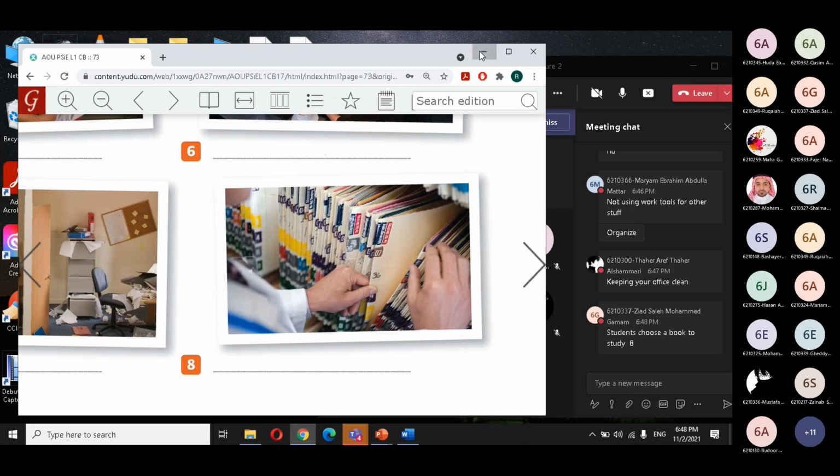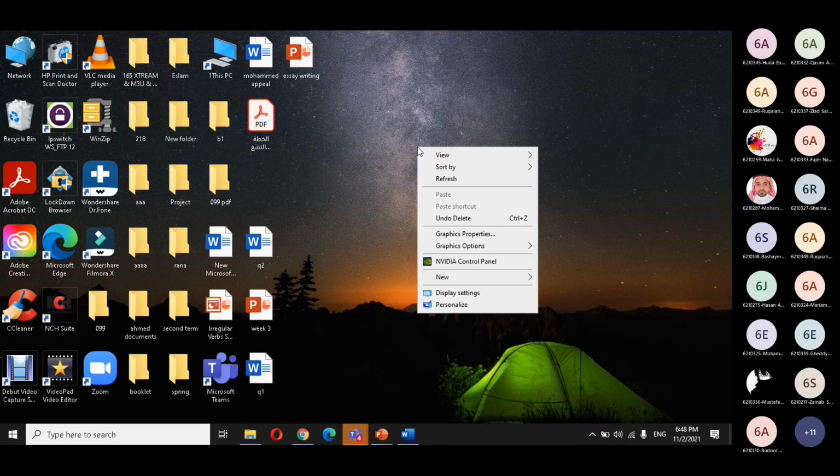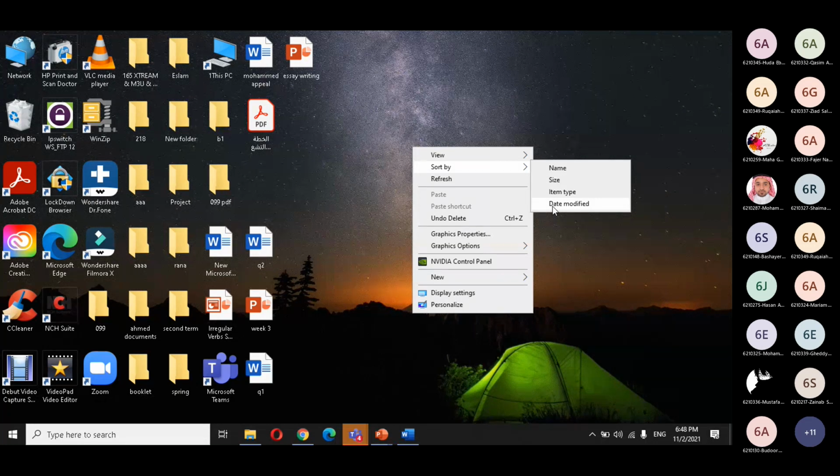You can say by type, depending on the application or something. If I am here on my desktop and I sort, which means organize, I have here by name. Name means alphabetical. Alphabetical means A, B, C, from A to Z. And the last one, by date.